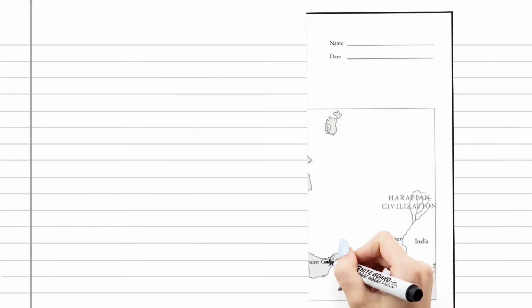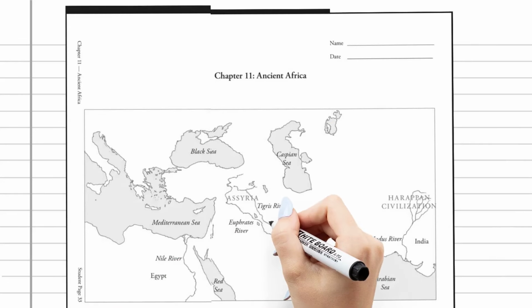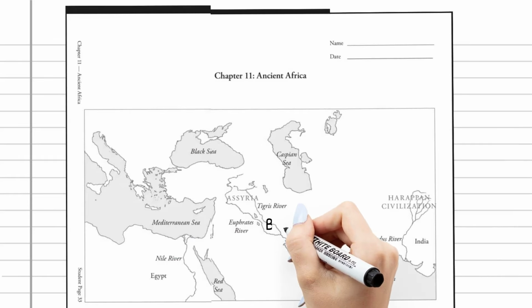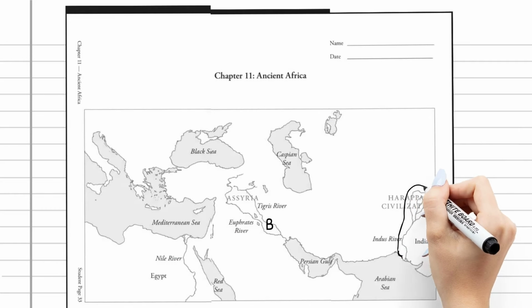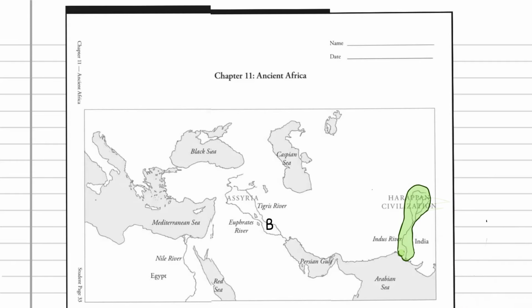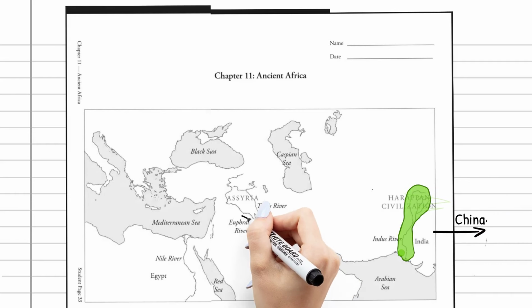Find the Indus River. It flows through modern-day India and Pakistan. Color the Indus Valley green. This is where the first cities of India were built. Now, we will draw an arrow pointing off the map and write China to show that China is further east.